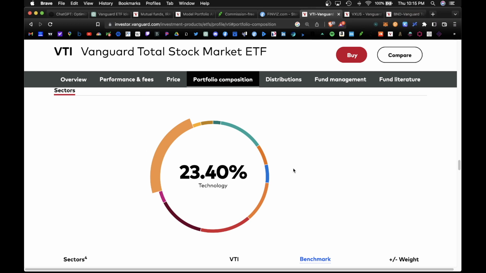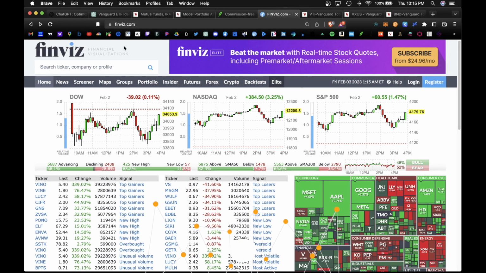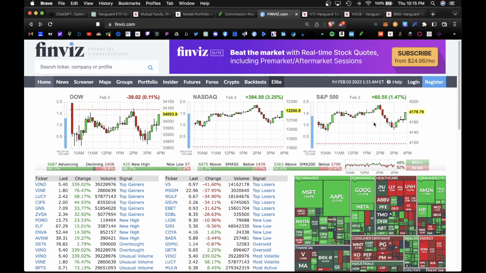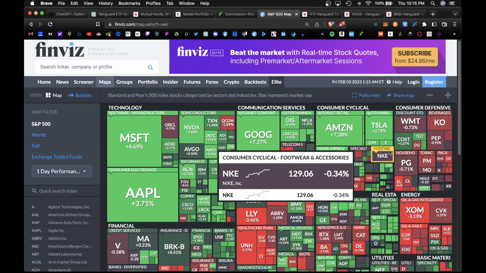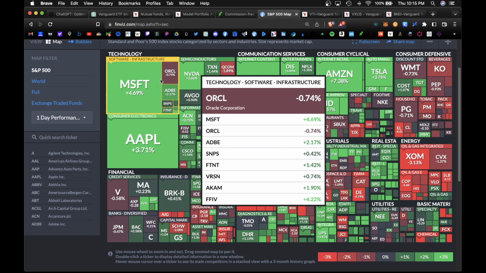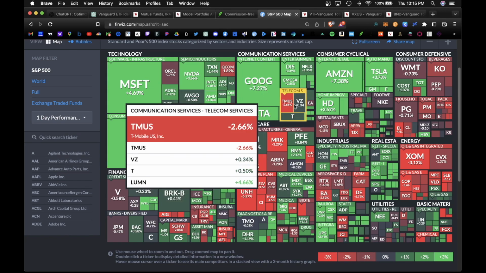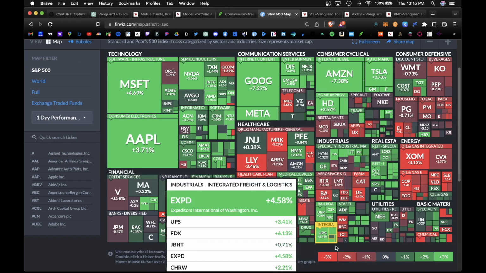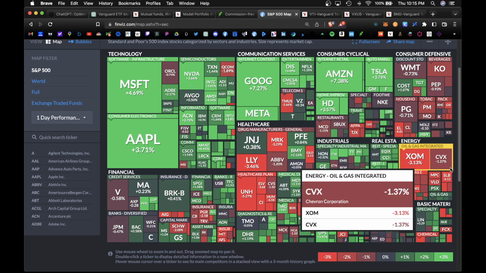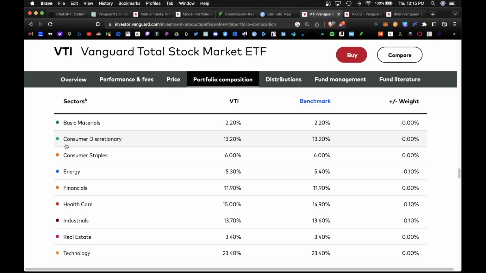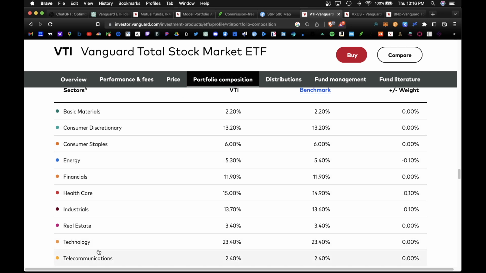So just to give you an idea of what we're looking at, let's go to finviz.com, and on the right here we have our heat map of the S&P 500, and the S&P 500 are the top 500 American companies. Click on here. So here we have the different sectors comprising the S&P 500: technology, communication services, consumer cyclical, financial, healthcare, energy, the list goes on. So for VTI itself, it's pretty overweight when it comes to consumer discretionary stocks, also financials and healthcare, even technology.